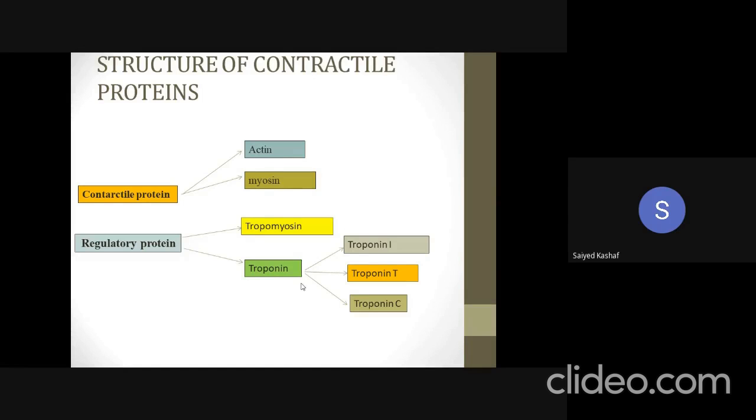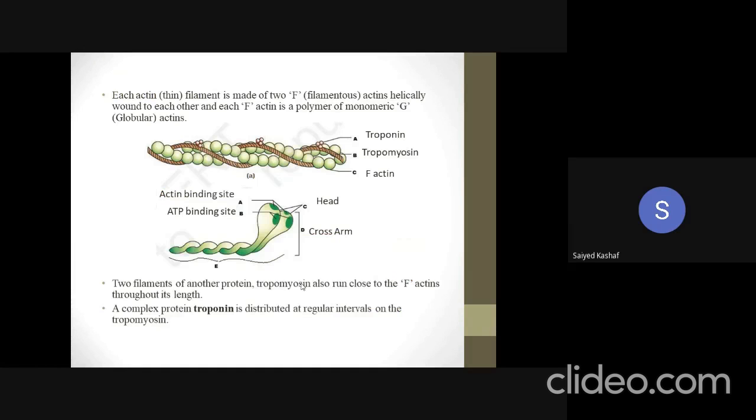Whereas this troponin is a trimeric protein which contains troponin I, troponin T, and troponin C. So this troponin I inhibits the removal of tropomyosin, troponin T binds with the tropomyosin, and troponin C binds with the calcium ion, because we all know that the calcium ions are required for the contraction, right? So now we will discuss the structure.